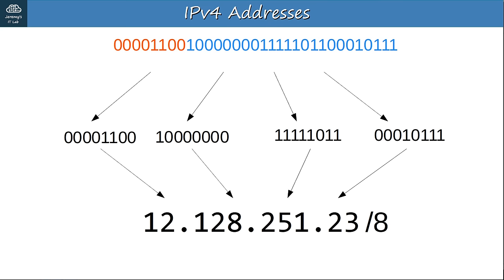Since the first 8 bits are the network portion, that means that the first octet is the network portion, and the last 3 octets are the host portion. So, 12 is the network portion, and 128.251.23 is the host portion.